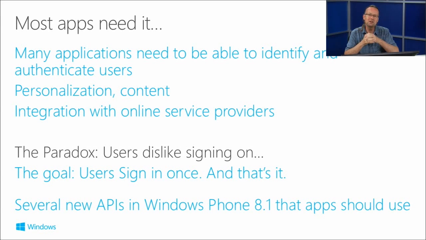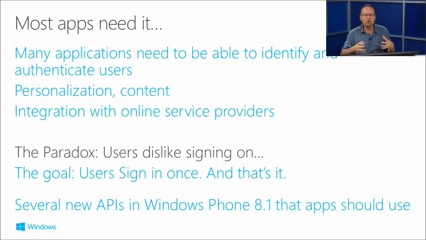But as soon as you get into allowing people to personalize the alerts they want to see, like football, soccer, whatever, if Manchester United is your team and you want to get alerts when anything happens to Manchester United, then your back-end service needs to know who you are. That means you've got to sign in. You need to have authentication. So a lot of apps need it.